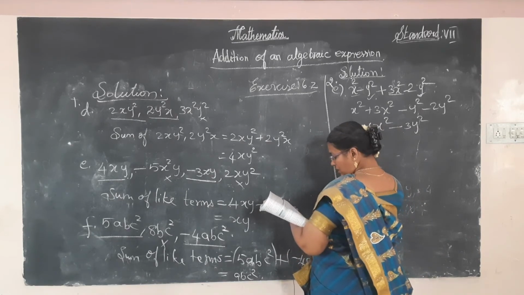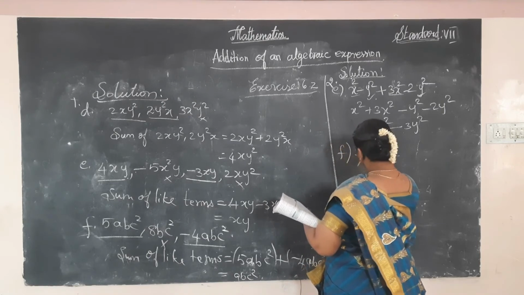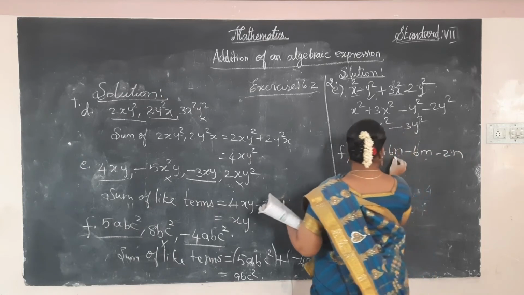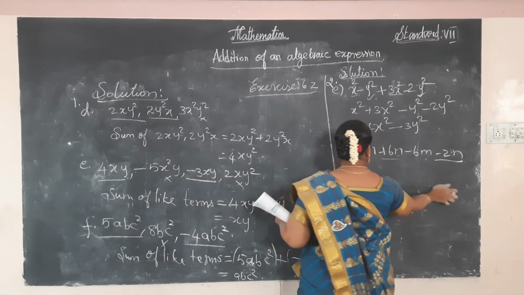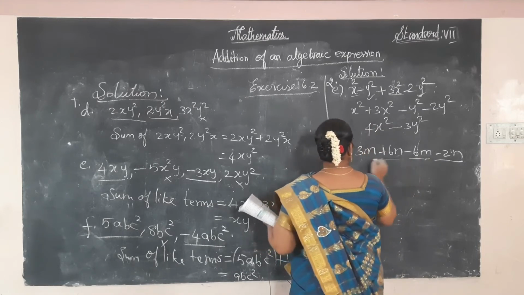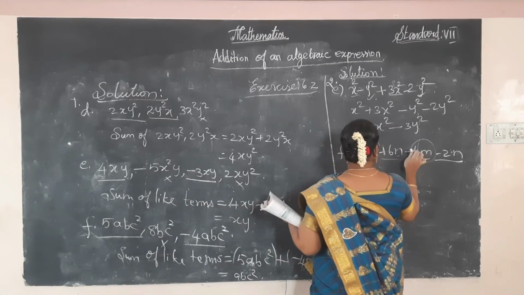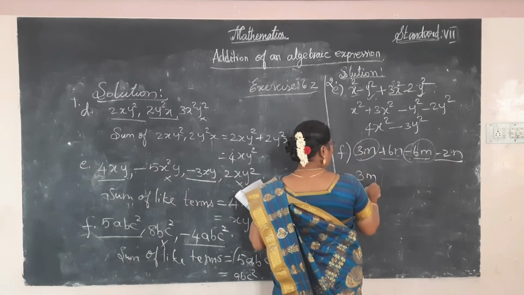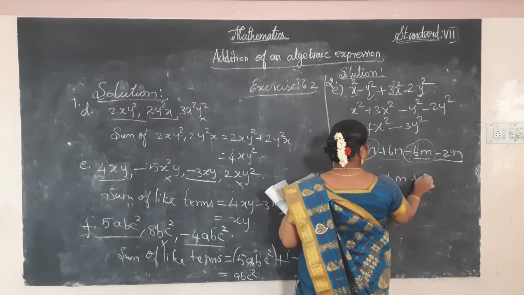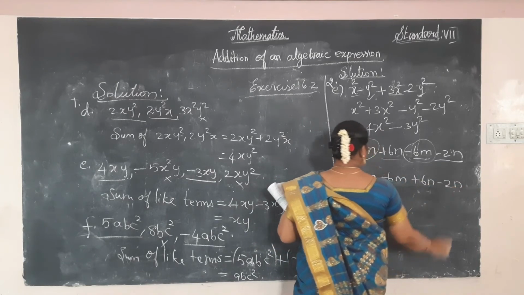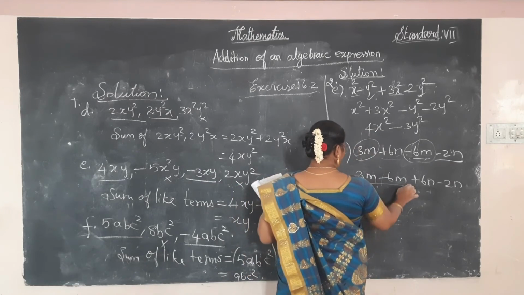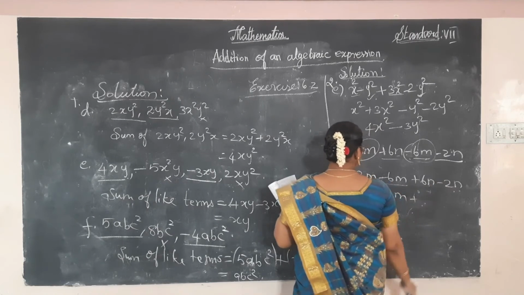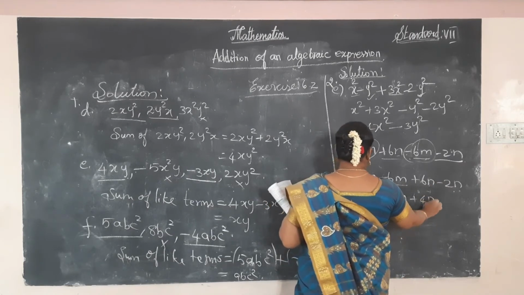And next one, F problem: 3m plus 6n minus 6m minus 2n. Arrange the like terms. These are like terms, and these two are like terms. First write the m terms: 3m minus 6m plus 6n minus 2n. Simplify this value: minus 3m. Simplify these two values: 6n minus 2n is plus 4n.